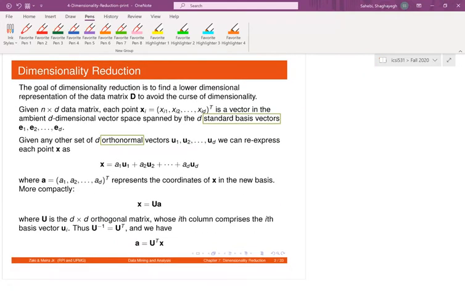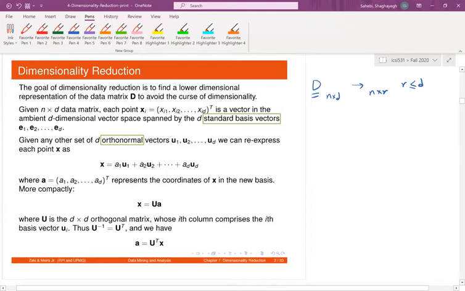So formally, the goal of dimensionality reduction is to find a lower dimensional representation of the data matrix that we had. So our data matrix D, that originally is N by D, we want to find a lower dimensionality representation of this data. For example, we want to find an N by R dimensional matrix that represents our data matrix D, and R is smaller than D.